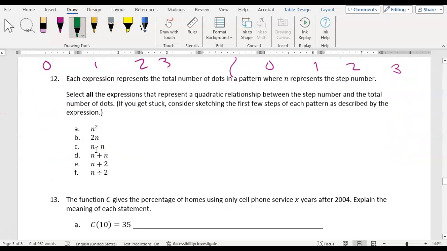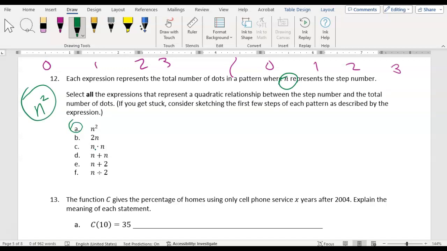All right, number 12. Each expression represents the total number of dots in a pattern where n represents the step number. Select all expressions that represent a quadratic relationship between the step number and the total number of dots. If you're stuck, sketch a few steps of each pattern. Now remember, we're looking for any place that we have a squared term. So A is a great one.